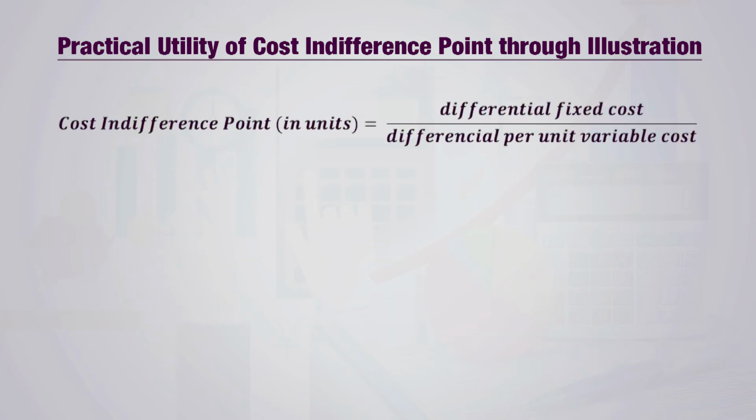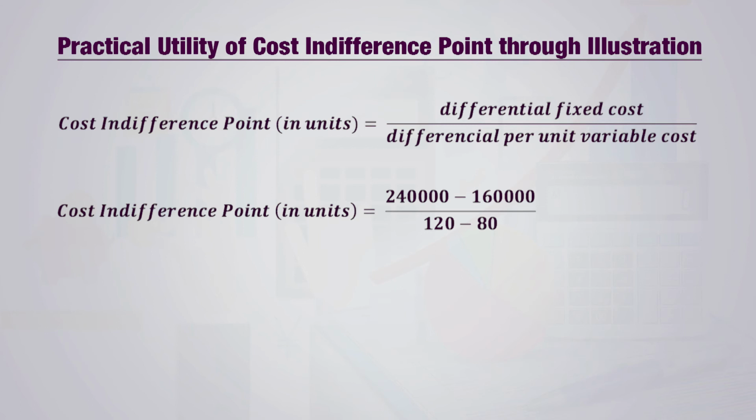Cost indifference point in units is calculated by differential fixed cost divided by differential per unit variable cost. Cost indifference point in units is equal to 2,40,000 minus 1,60,000 divided by 120 minus 80, which gives us 80,000 divided by 40, which is equal to 2,000 units.